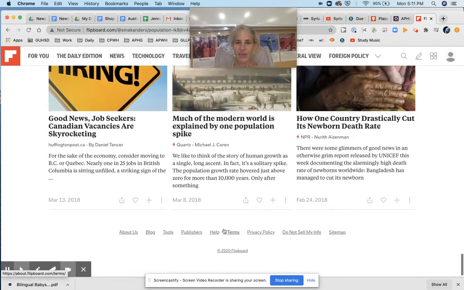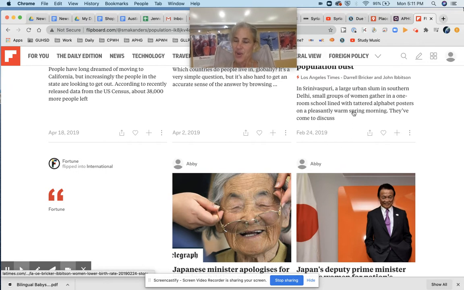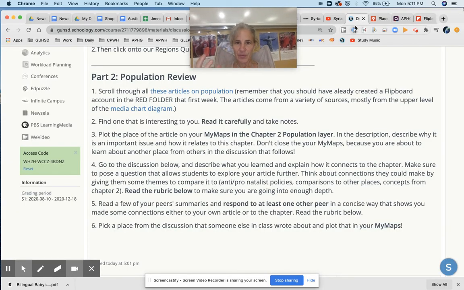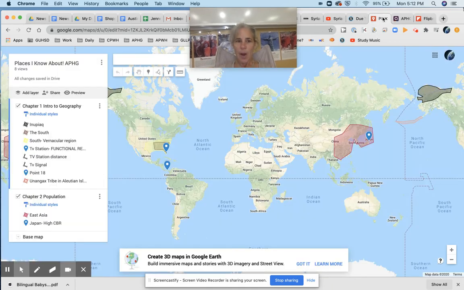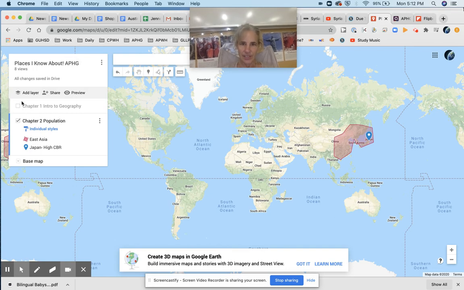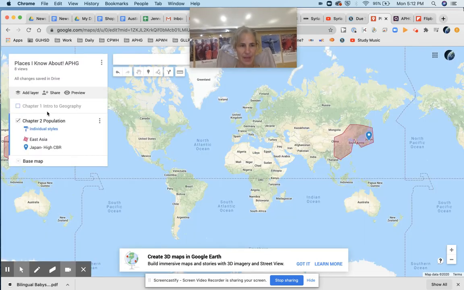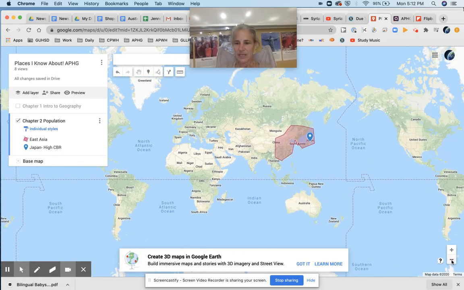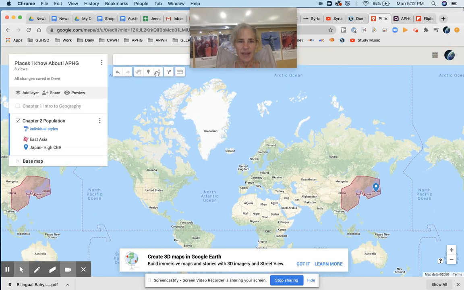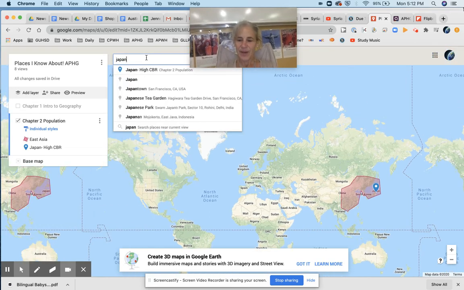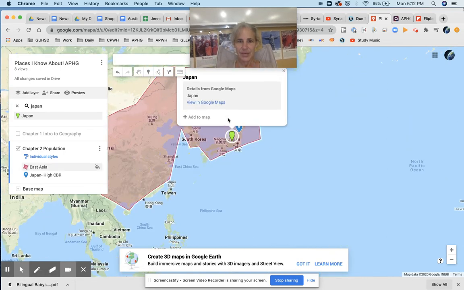Anyway, pick an article that you like, read it really well, take notes on it, because you're going to want to summarize it in two different ways. After you read it carefully, you take notes. Number two, you're going to go to your My Maps and you are going to plot that place. I would uncheck chapter 1 over here, and make sure you're in chapter 2. Make sure the blue line is in chapter 2, and then just go to, okay, where was it that your article was? You want to find it. If you're not sure where Japan was, or whatever article you read about, just put it in the search bar.